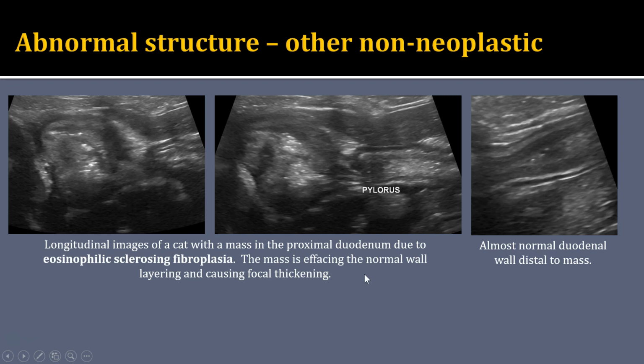This is a disease called eosinophilic sclerosing fibroplasia, and this can cause masses like this effacing the wall layering. These patients may also have more of a diffuse abnormality which can look like mucosal and muscularis and actually submucosal thickening. Here is distal to the mass in this patient. The duodenal wall looks a little bit more normal, although the submucosa is thicker than it should be.